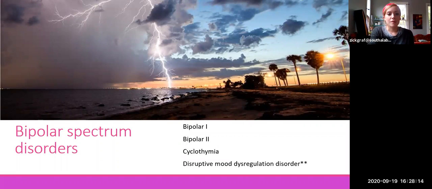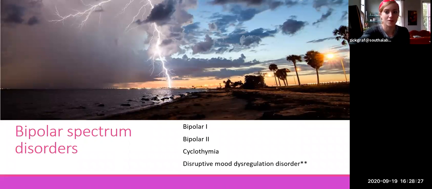Okay, so the bipolar spectrum disorders that we'll be covering today are bipolar disorders 1 and 2 and cyclothymia. We're also going to be talking about disruptive mood dysregulation disorder today, but it's important to point out that it's actually not considered a bipolar spectrum disorder. It's a unipolar disorder, and it's considered to be on the depressed end of the spectrum, not the manic end.